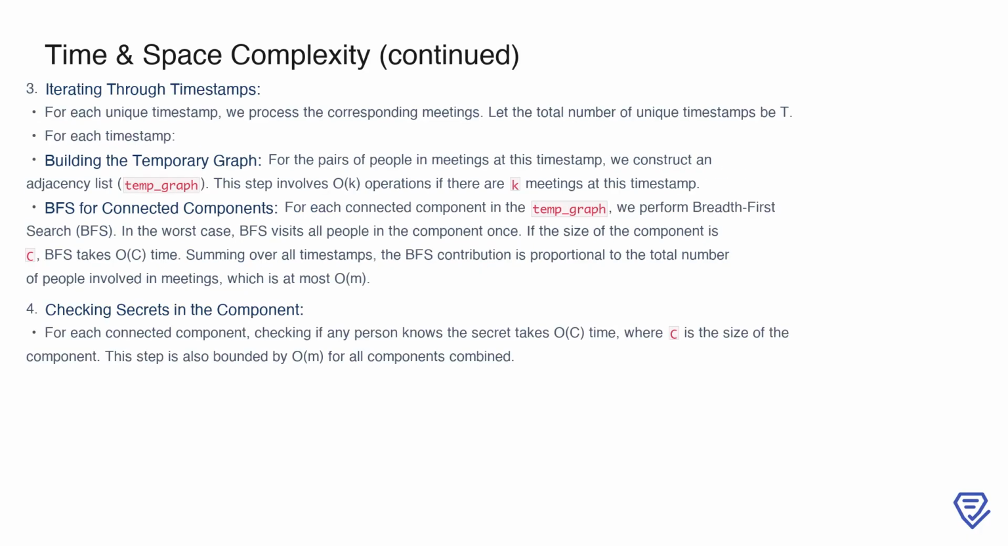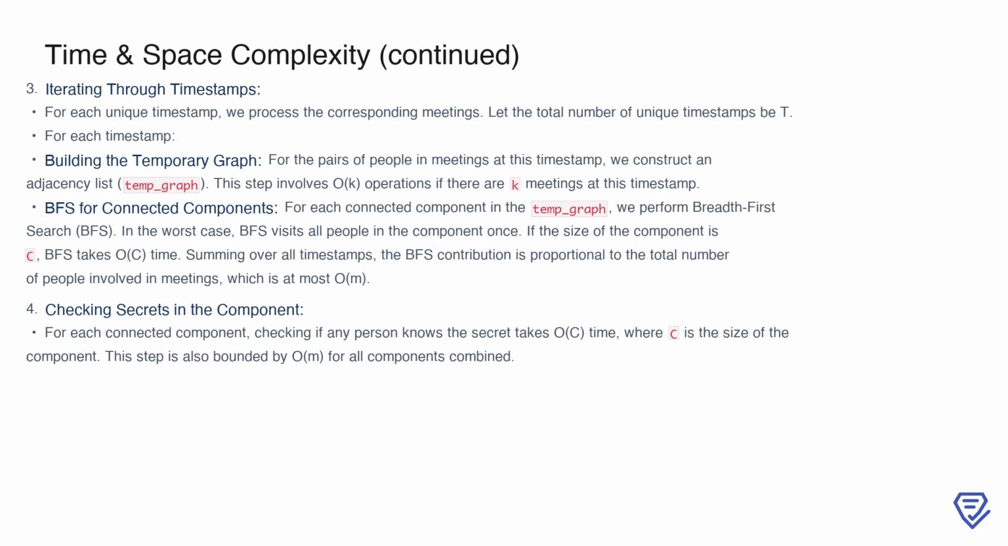Next, we process the meetings grouped by timestamps. For each unique timestamp, we handle the meetings that occur at that specific time. Let's say there are t unique timestamps. For each timestamp, we first build a temporary graph, temp_graph, representing the adjacency list for the people involved in these meetings. If there are k meetings at this timestamp, constructing this graph takes k time.